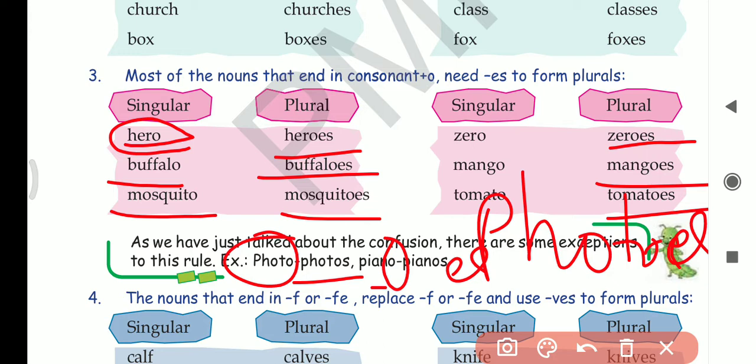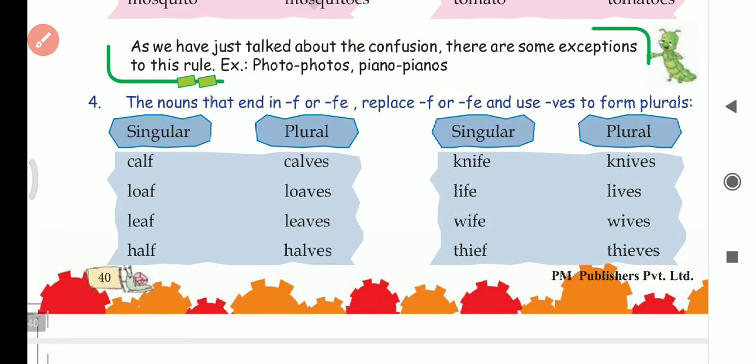ये आपको याद रखने होंगे कि कहाँ पे हम लोग es add नहीं करते हैं. Now the next rule, fourth rule: the nouns that end in f or fe replace f or fe and use ves to form plurals. Now वैसे nouns जो end करते हैं f से या fe से, and what do? We replace f or fe and we add ves to it in order to make it plural.